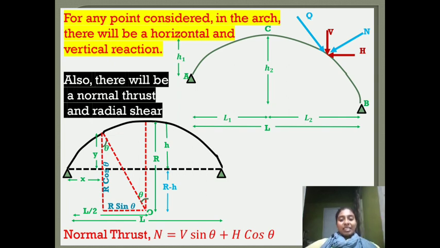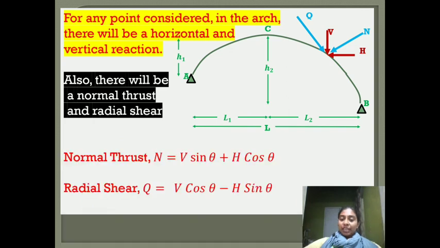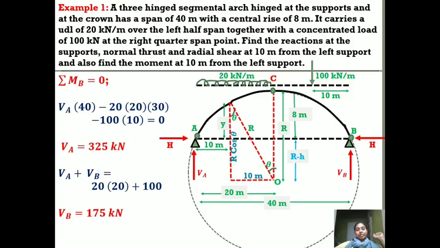So find theta, find the vertical shear, find the horizontal shear, so that our normal thrust is equal to V sin theta plus H cos theta. Similarly, our radial shear Q will be equal to V cos theta minus H sin theta. So now we will move on to our problem. So the concept is over for 3-hinged circular or segmental arches.